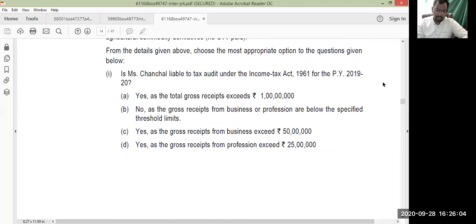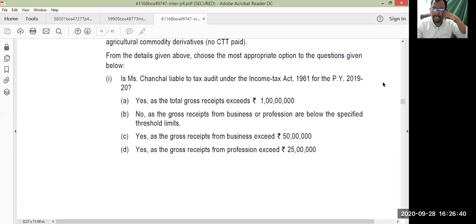Look at that question mark. First question. What is the first question you have taken? You have taken the first question: is Mr. Chanchal liable to tax audit under the Income Tax Act 1961 for the previous year 2019-20? For the previous year 2019-20, the answer is no, sir, because her gross total income turnover has not exceeded the threshold limit. For 44AB, the tax audit ceiling limit is 1 crore. Here, her turnover has not exceeded 1 crore, hence she is not liable for tax audit.